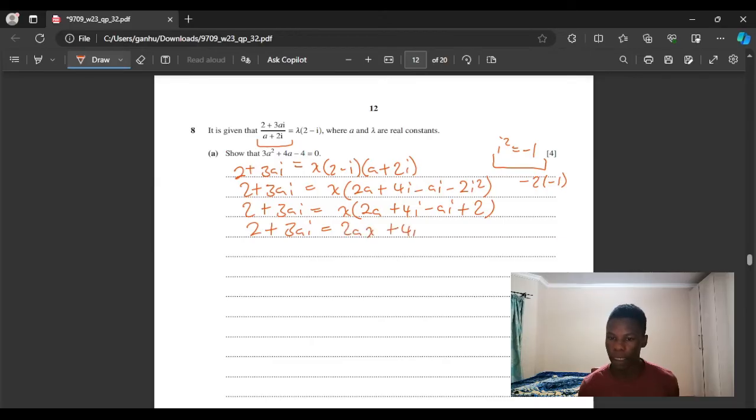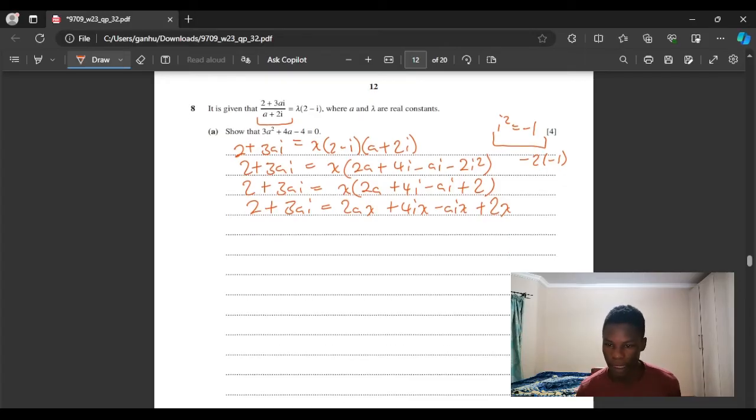2a lambda plus 4i lambda minus ai lambda plus 2 lambda. Now let's separate the imaginary and real parts on the right hand side. The real parts are 2a lambda and 2 lambda, and then our imaginary parts, the parts with the i, are 4i lambda minus ai lambda.